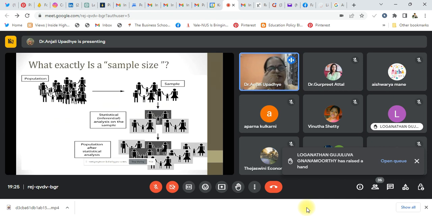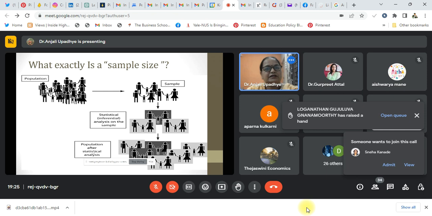Now, what exactly is the sample size? Whatever population we are selecting, from the population we are taking the samples. On the basis of the sample, we are doing inferential statistics. This sample will predict for the population, but whatever our prediction is, it should be implemented properly. It should prove our theory, our inductive theory. That inductive theory is proved by the sample size determination.